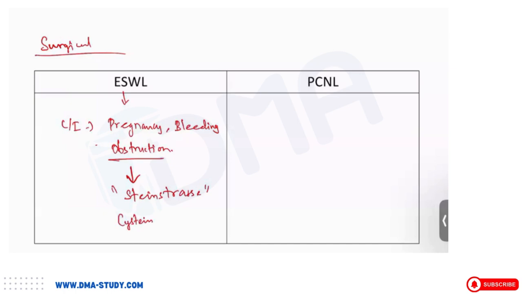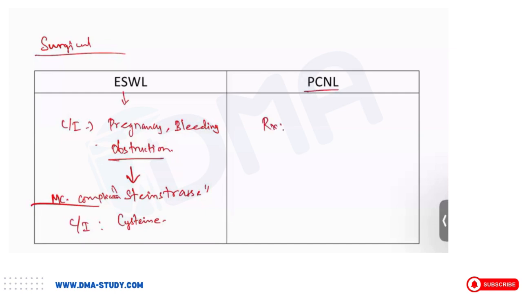If the renal system is already obstructed, trying to powder the stone will cause more obstruction. This is the most common complication, and ESWL is contraindicated in cysteine stone because it is a sulfur-containing stone. When you try to break it, you will have injury because of the sulfur reaction. So for those sulfur-containing stones, you have to do PCNL.